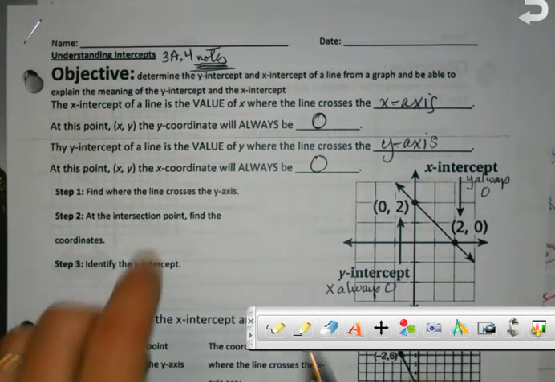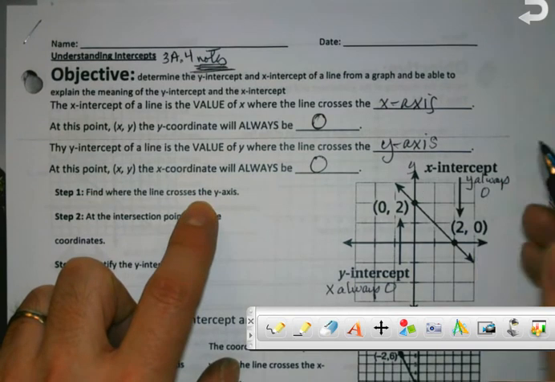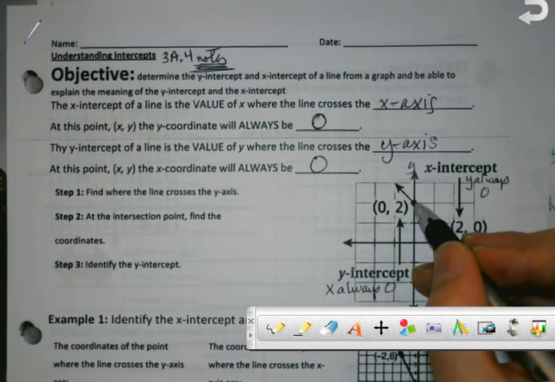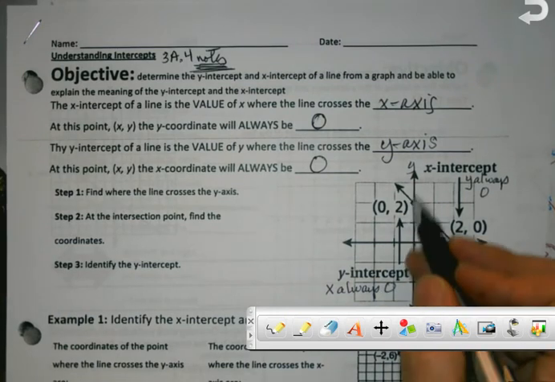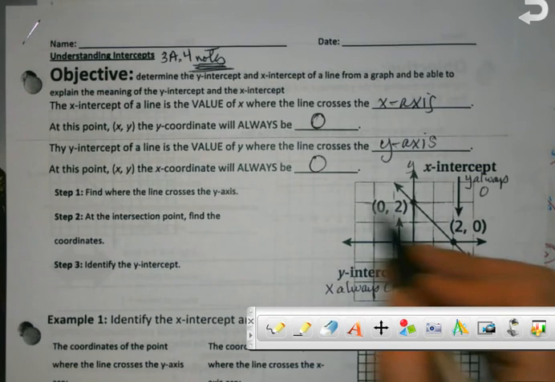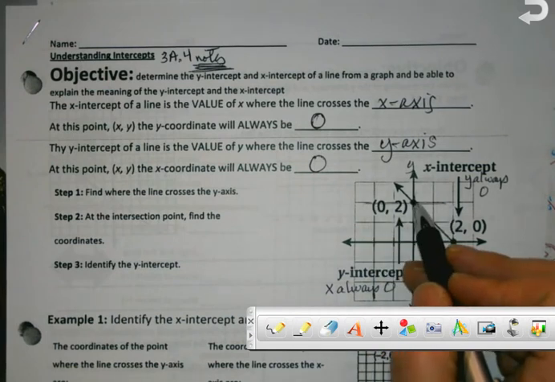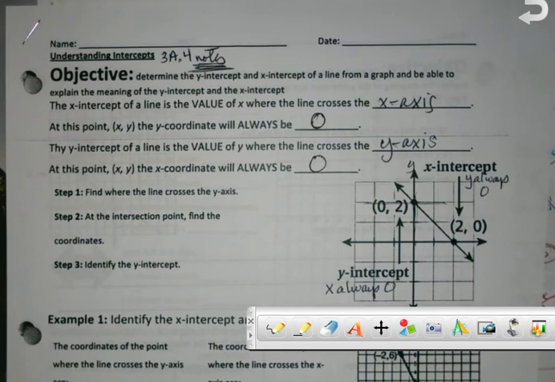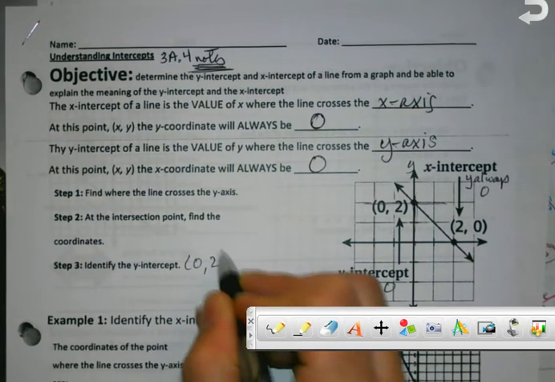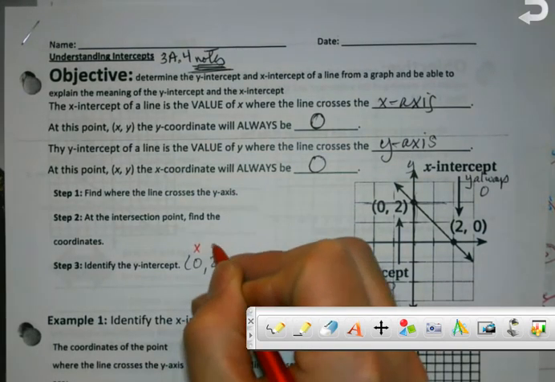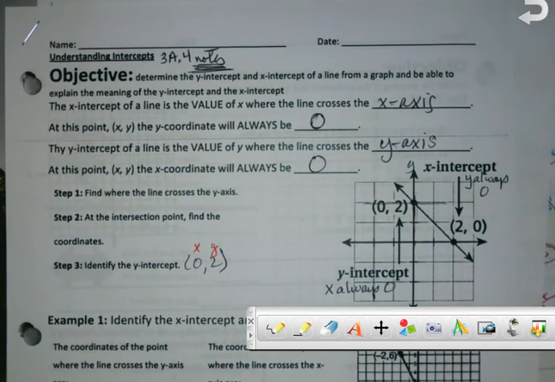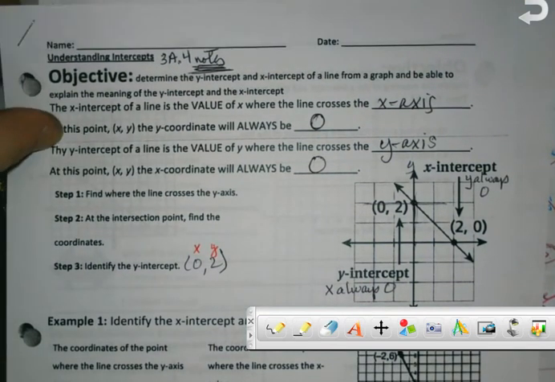So here's how this works. Where does this particular line cross the y-axis? Well, here's my y-axis. It crosses right here. The coordinates of that are 0, because my x value is always 0, and 2, because that's where my y is at. Sometimes it's easy to see them and sometimes it's not. So my y-intercept is at 0, 2, and whenever I'm doing a coordinate, remember I'm plotting a point: x comes first, y comes second.